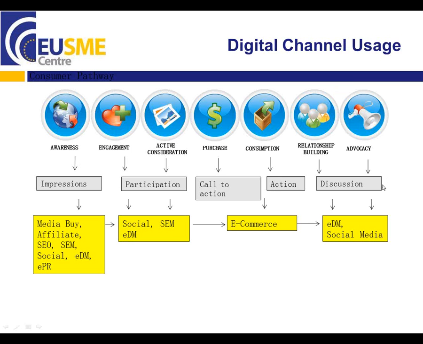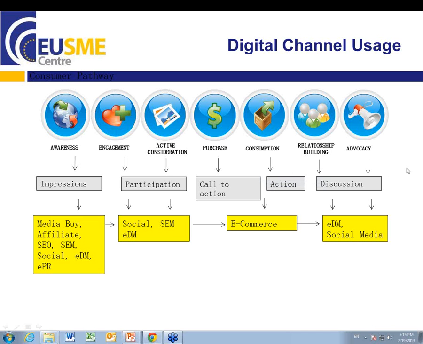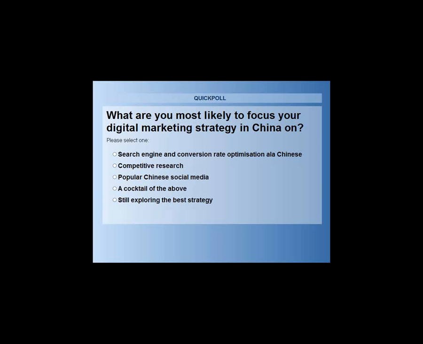So before we get into more details, it might be useful to launch a second poll to find out what the SMEs and the audience we have today are actually focusing on. And with this, I'm launching the second poll, which should be appearing on your screens now. What would you like to be in the focus of your digital marketing strategy in China: A, search engine and conversion rate optimization, so SEO and CRO; B, competitive research; C, popular Chinese social media; D, just a mixture and a cocktail of all of these different elements; or E, are you very much still exploring what would be the best strategy?